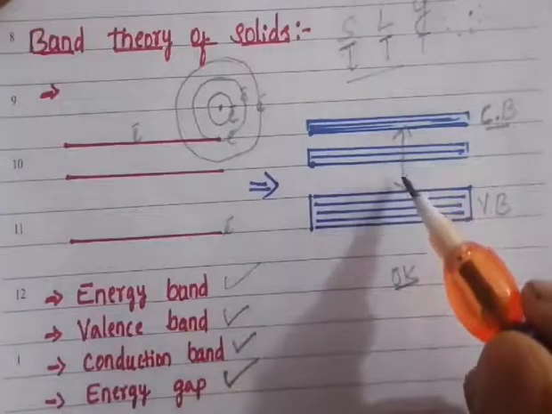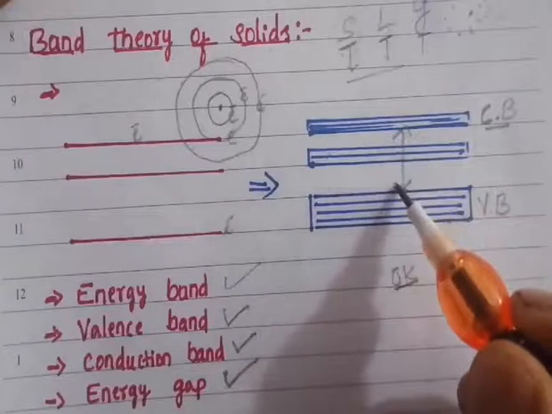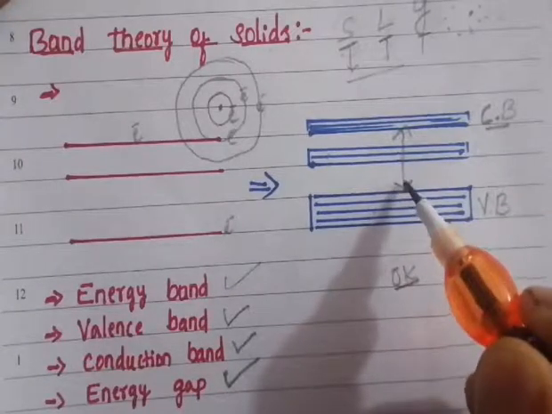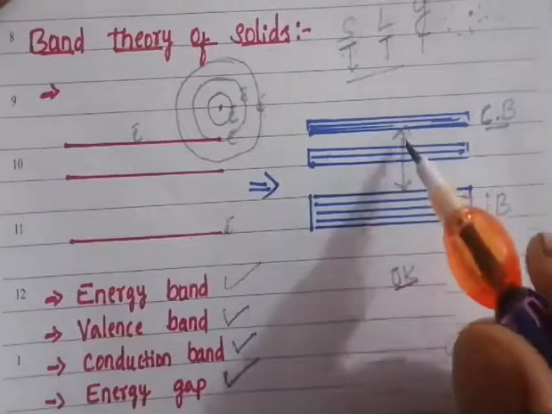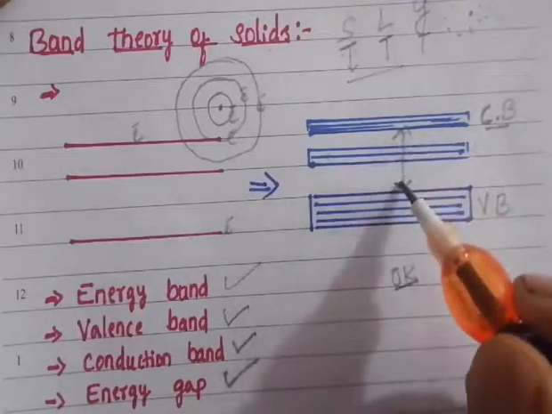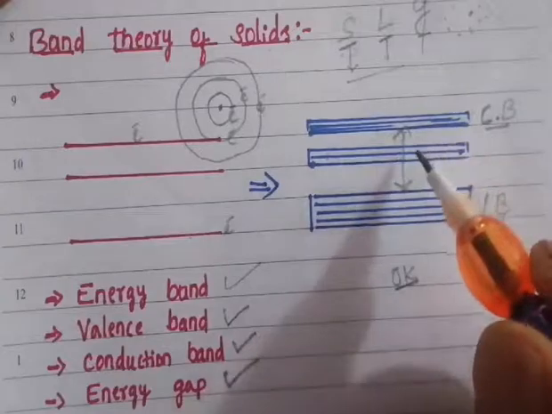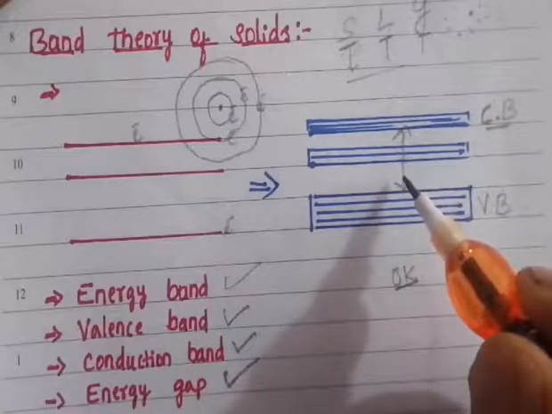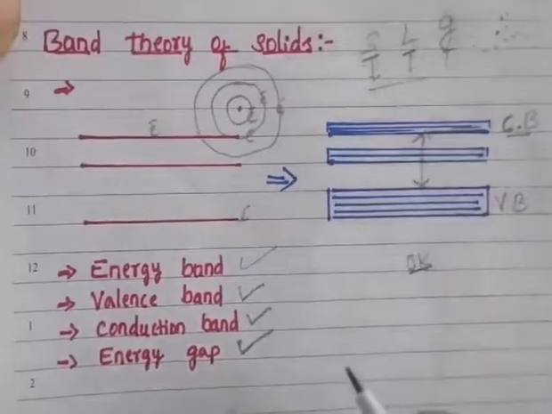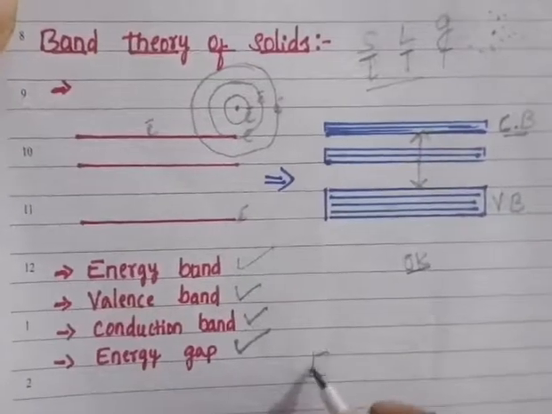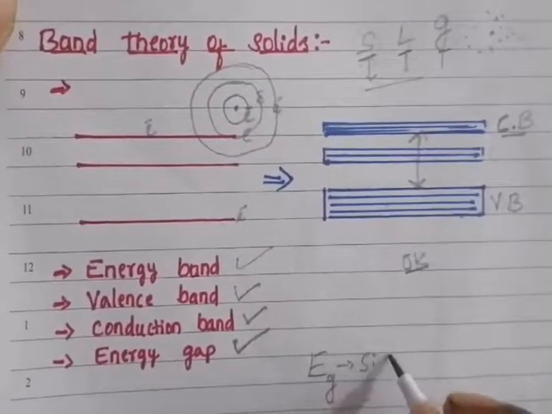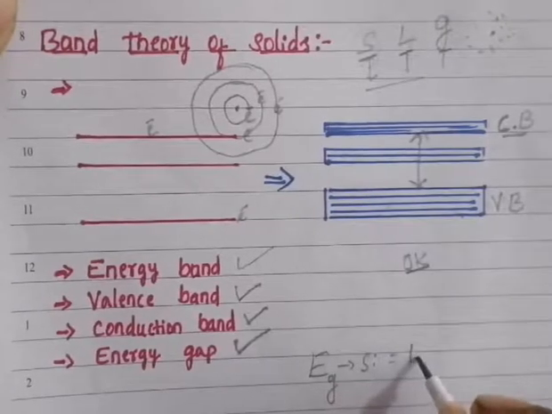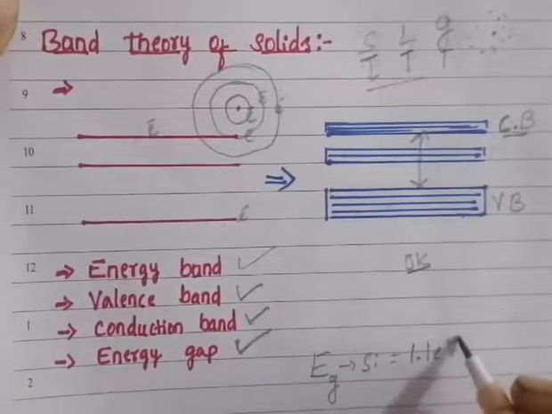If this energy gap increases, the conductivity of a substance decreases. If this energy gap decreases, the conductivity obviously increases. For example, the energy gap of silicon, if we write it, is 1.1 electron volt.